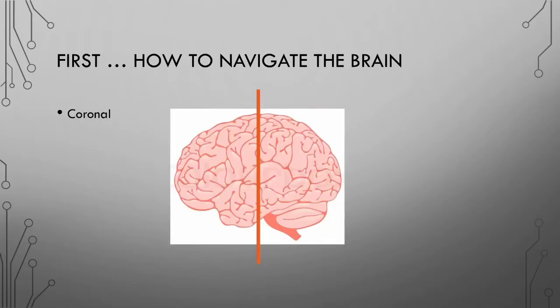Next, we have a coronal slice. For this, imagine you're looking at the side of the brain and then cut down the middle from there. So this would split the brain into the front and back sections. And the last one we'll talk about here is a horizontal slice. We'll stick with the side view again, and then we're going to slice sideways. So this would split the brain into top and bottom halves.